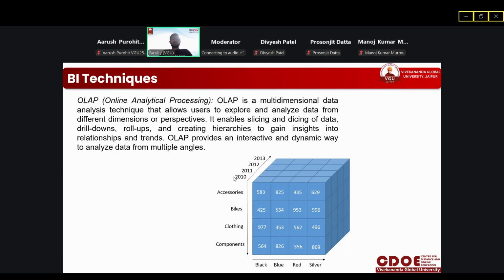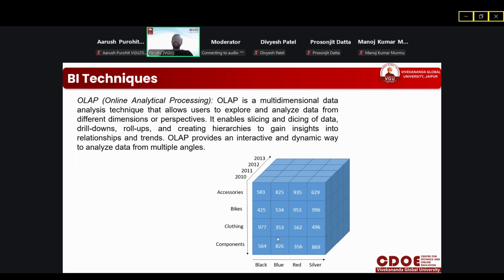In that we mention data in different ways, like what is the sales, what is the sale of men's, what is the age of men, what are the color tones of them. Each structure, each way which we might think in our mind, we do exercise on the data according to that basis. So it enables slicing and dicing of data, drill downs, roll ups, and creating hierarchies to gain insight into relationships and trends. We are always giving some angles to understand the data.